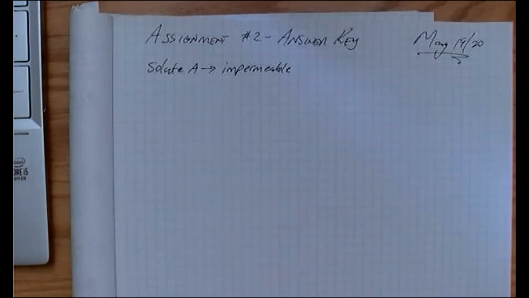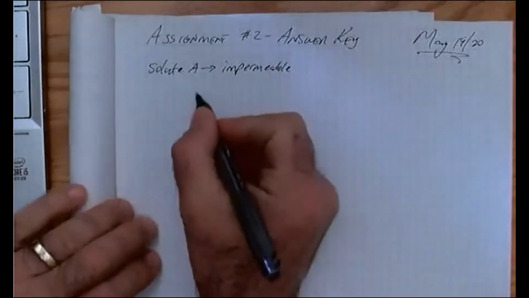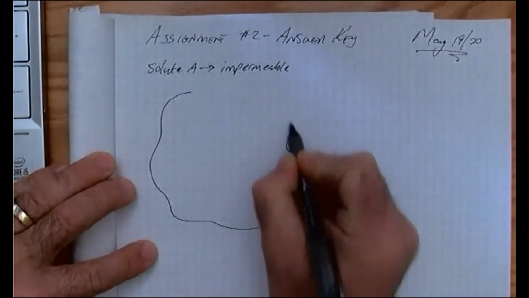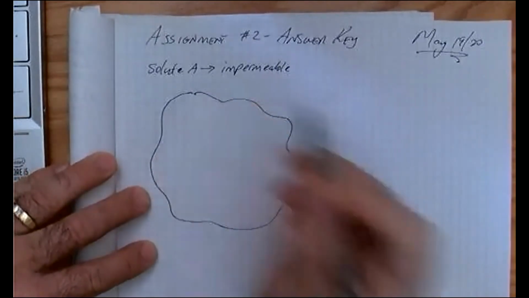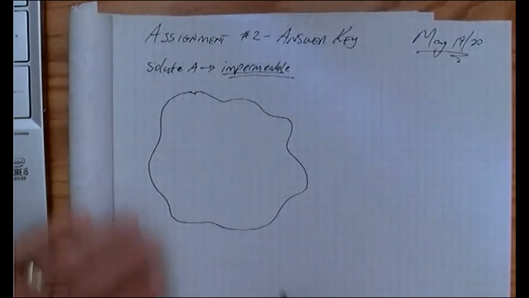So there's a high concentration of solute A building up inside the cell. That is the part that you want to make sure you draw. Okay, high concentration of solute A, and here's our cell. Solute A is building up inside the cell.